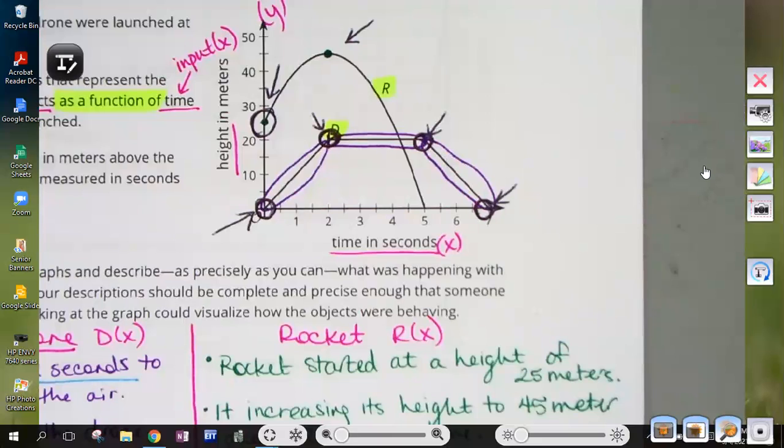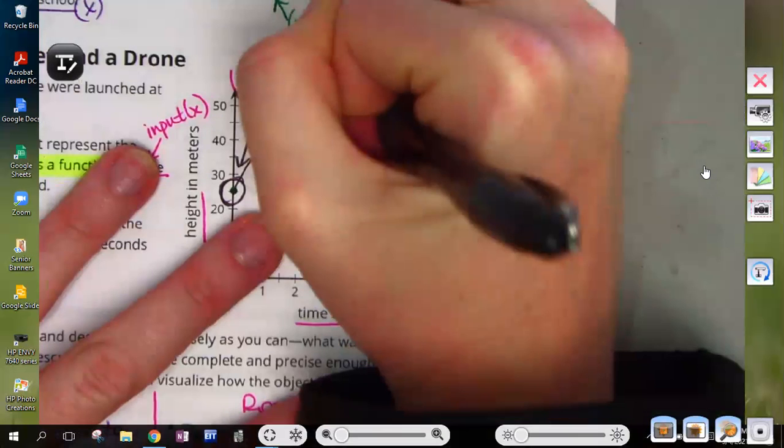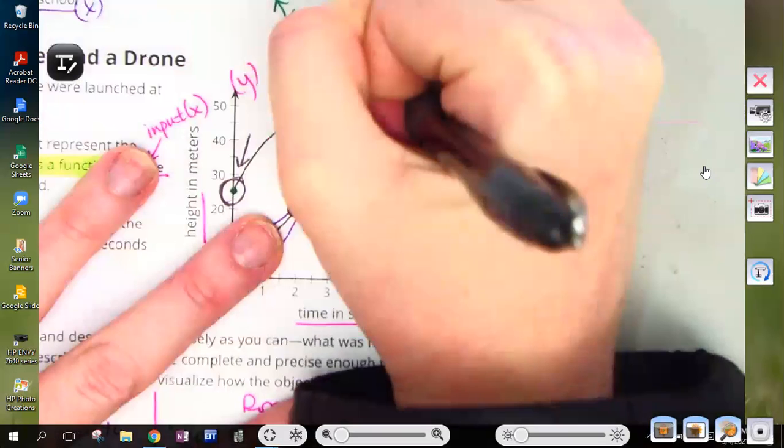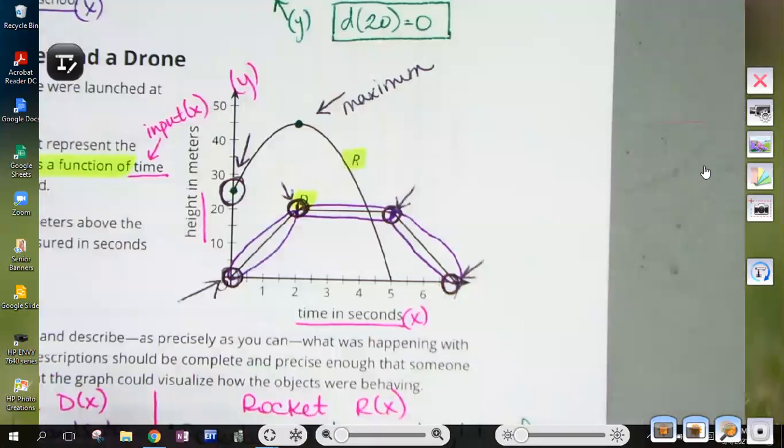Who knows what that point of a graph is called? You may have used it in other classes, or you may have talked about it in math before. I think that's what it's called in science. That's called the maximum, which makes sense. It's the highest point. It's the maximum point.